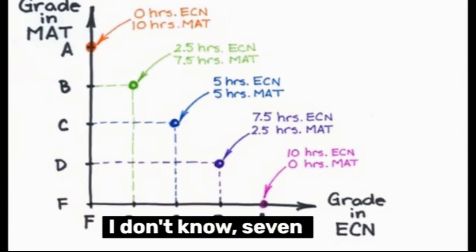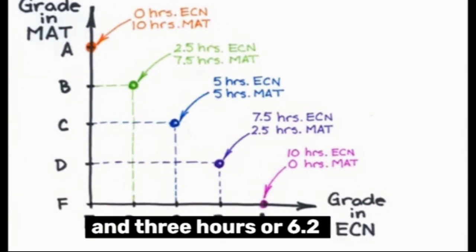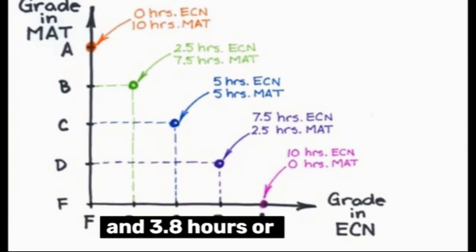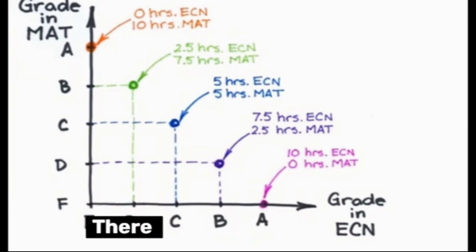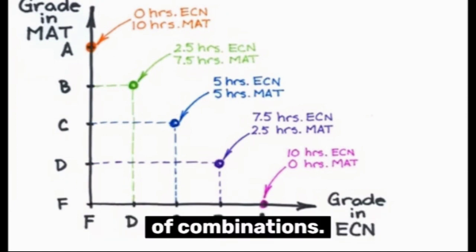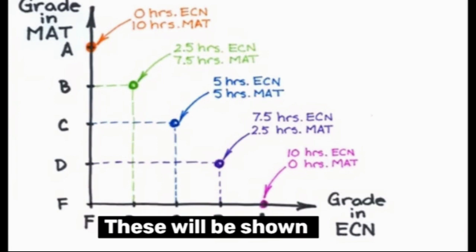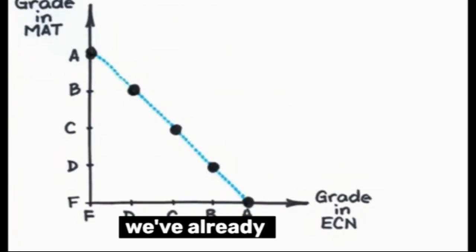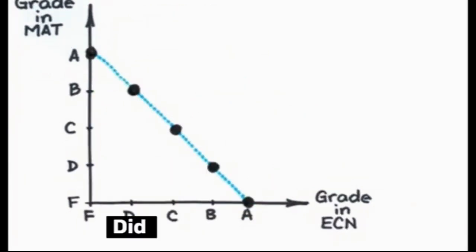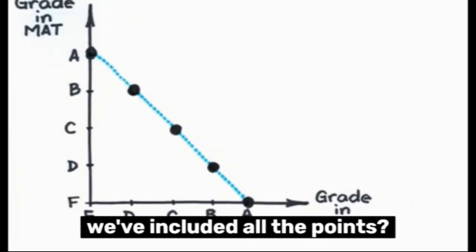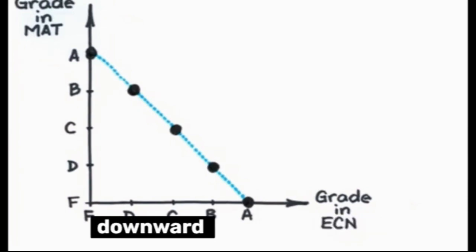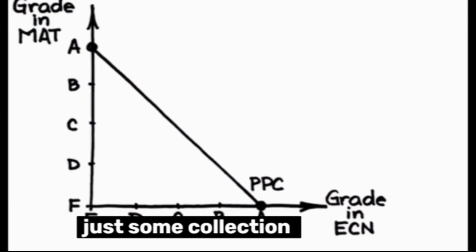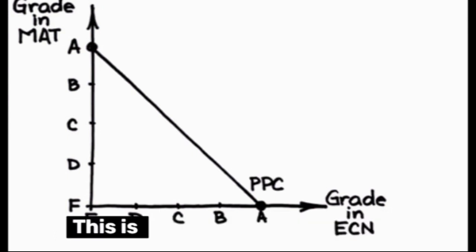Sure. He or she could pick 7 hours and 3 hours, or 6.2 hours and 3.8 hours, or 1 hour and 9 hours. There are an infinite number of combinations. These would be shown in the diagram between the points we've already chosen. Did you notice that once we've included all the points, this looks more like a solid downward sloping line than just some collection of points?